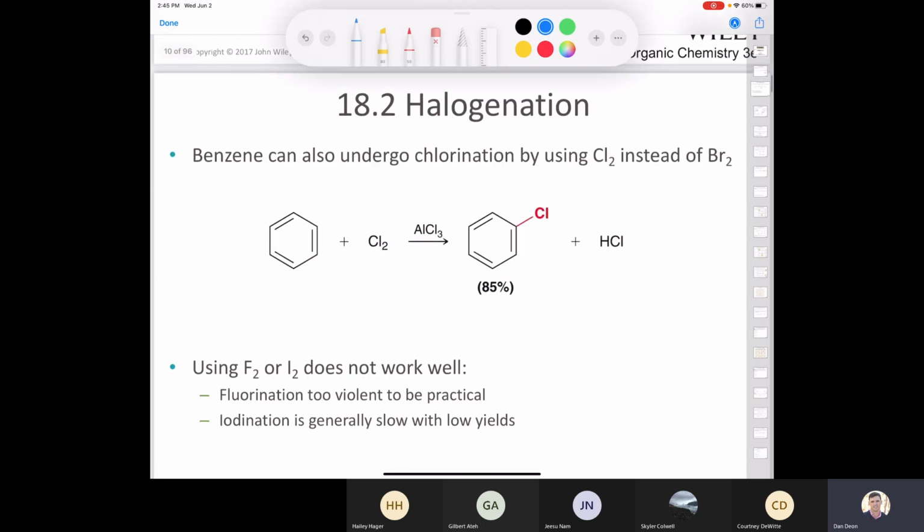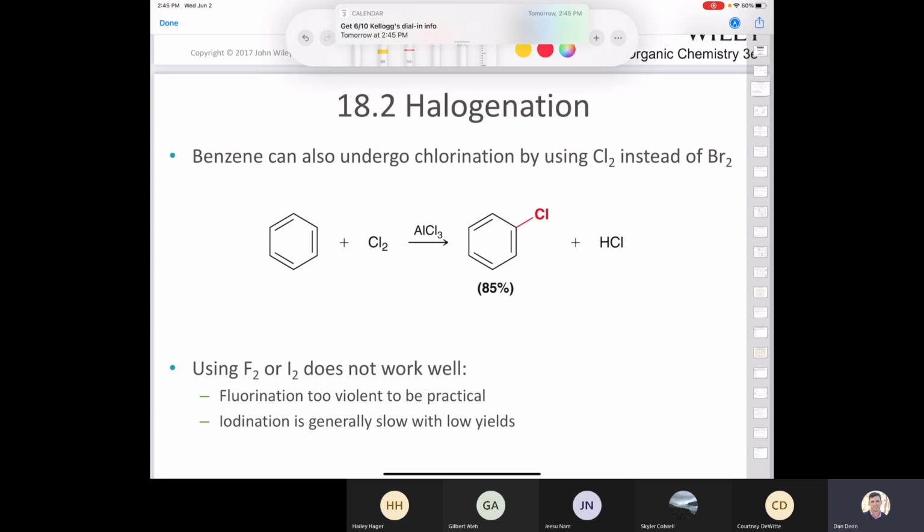So what about chlorination? I told you that you could do chlorination and you could do bromination. Well, the chlorination reaction is similar to that of the bromination. The mechanism is the same. However, we can use aluminum chloride instead of aluminum bromide, and again, the mechanism is analogous to that of the bromination.